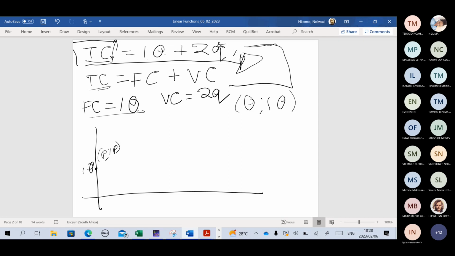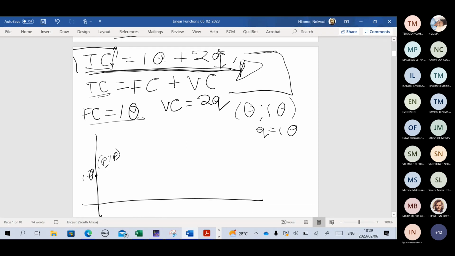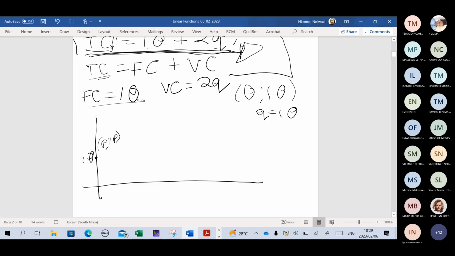So we need another point because we said this is a linear function, meaning we'll have a straight line. So just 2 points are enough here. Okay, let's say we take 10. We let our Q be 10. If we let our Q be 10, we'll go back to our equation and substitute 10 where there is Q. When you substitute 10 here, this is 20 plus 30 plus 10, it's 30, right? So this means we have (10, 30), right?